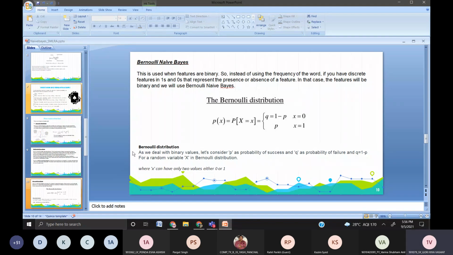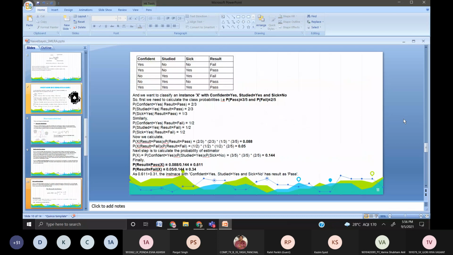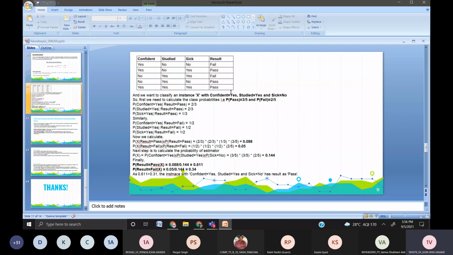As we deal with binary values, we consider P as the probability of success and Q as the probability of failure. So we get Q is 1 minus P. X can only have 2 values, that is 0 and 1. Now here, we again consider an example. So just a second.